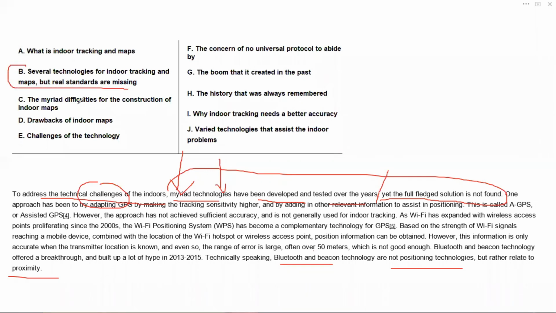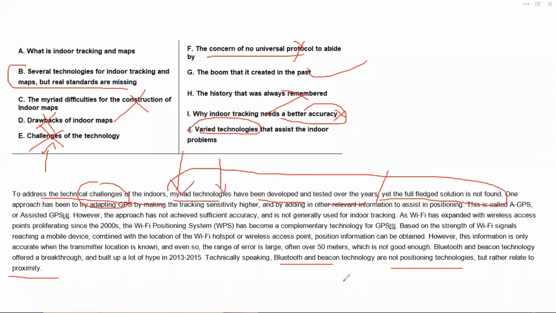Excellent. Myriad difficulties for the construction. No, they did not talk about the construction. Drawbacks, disadvantages, they did not say. Challenges, they would have talked about it, but to address the challenges is what the paragraph starts with. So challenges is ruled out. The concern of new protocol, they didn't say. Boom, that is done. The history is not there. Why indoor tracking needs a better accuracy. This is not talking about accuracy.